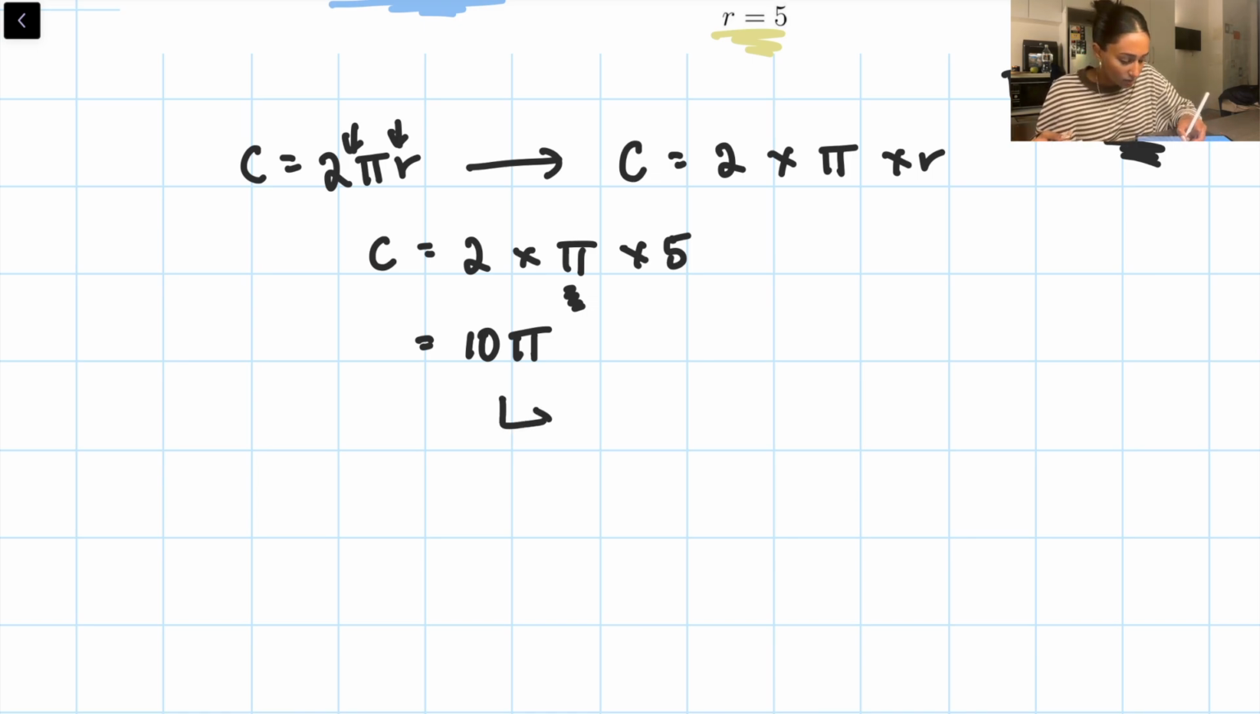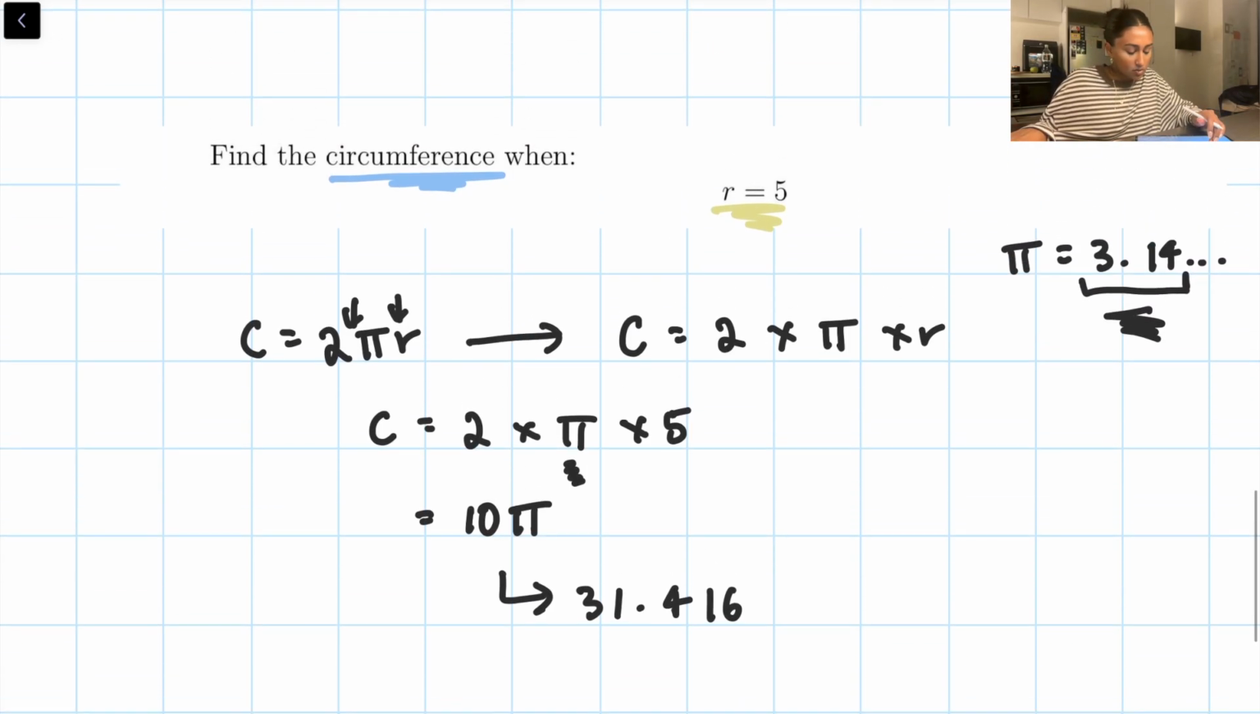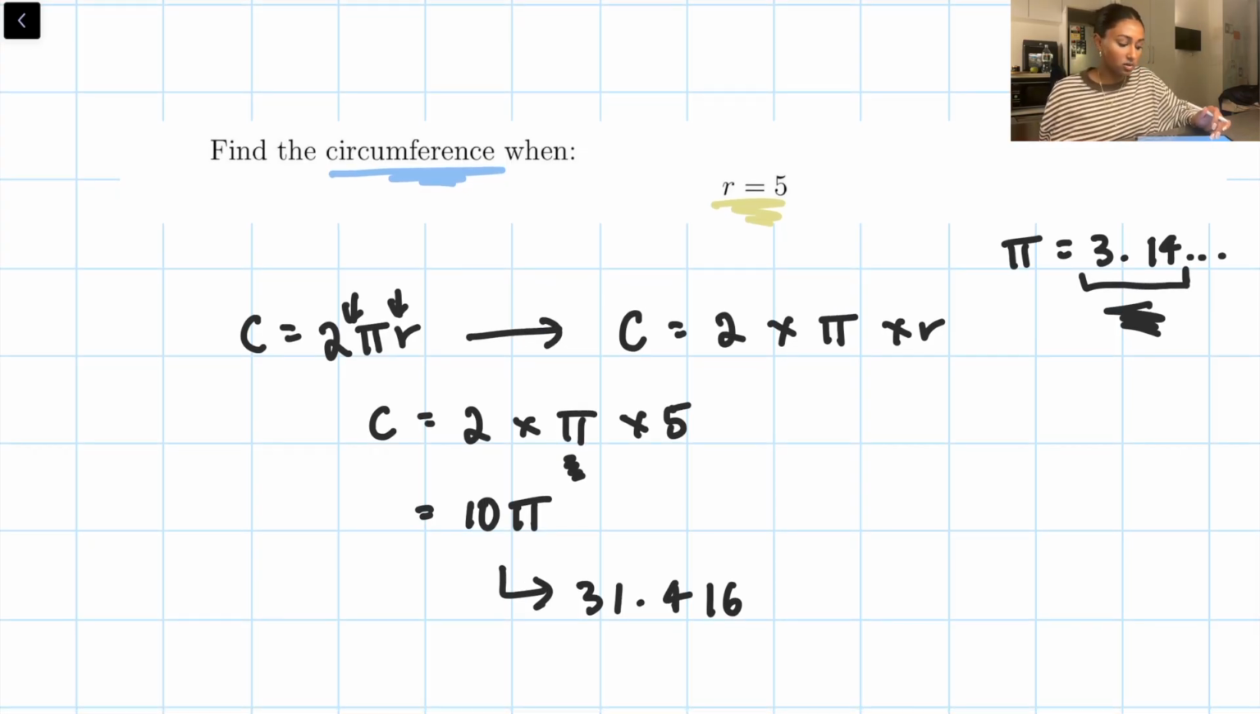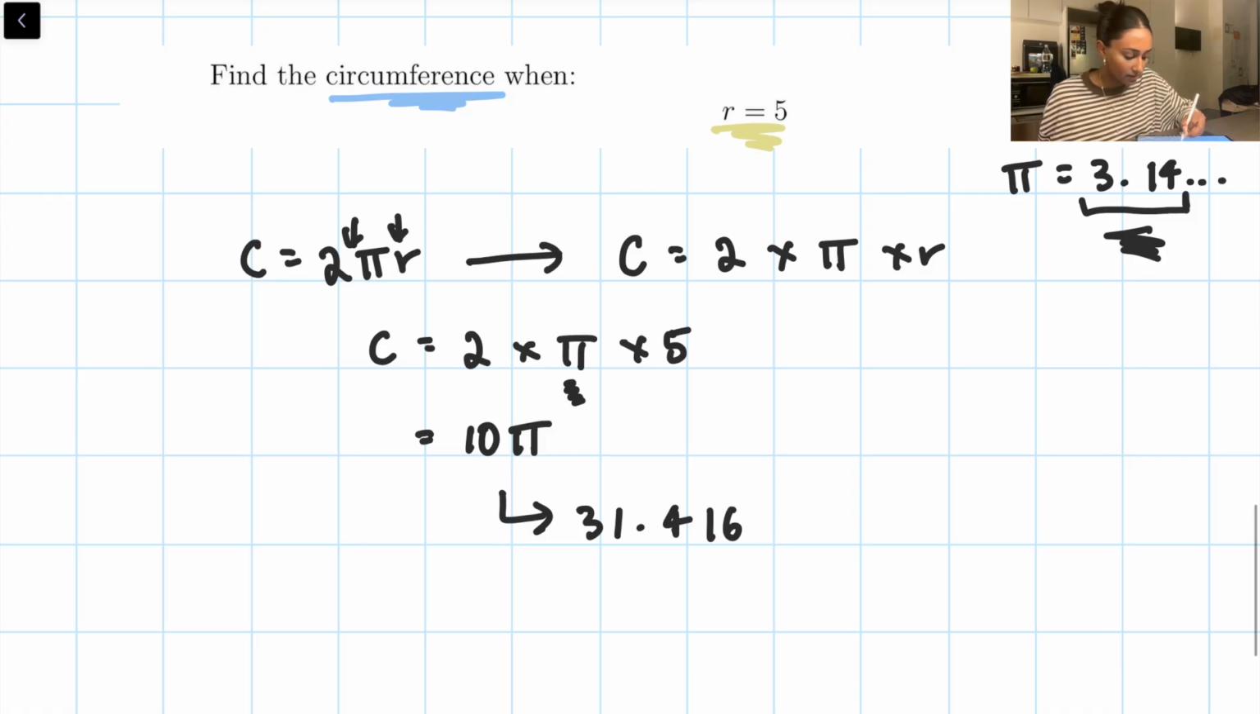But if you do happen to have your calculator, if you put in 10 pi or 2 times pi times 5, you'll get 31.416. So that's 3 decimal places. Now, in this question, it doesn't give you units like meters or kilometers, so you can just leave it. But look out for that in exams, because you might lose some marks if you don't put in your units.